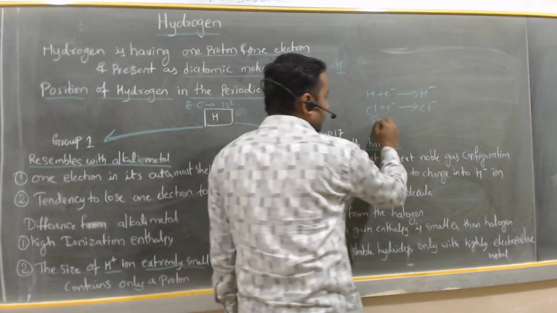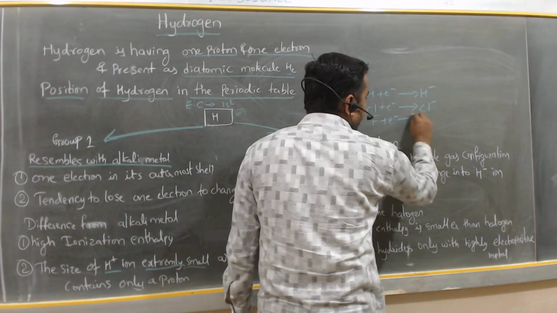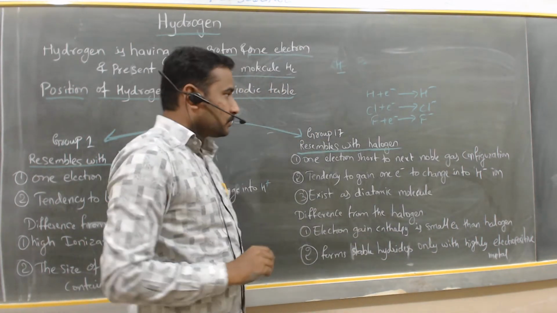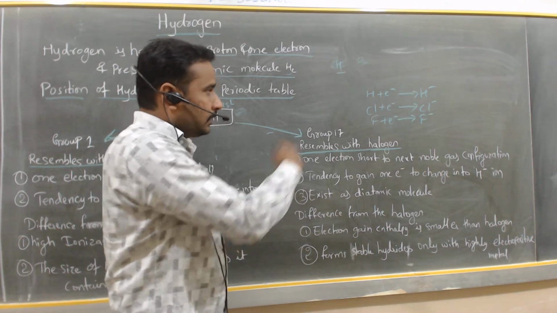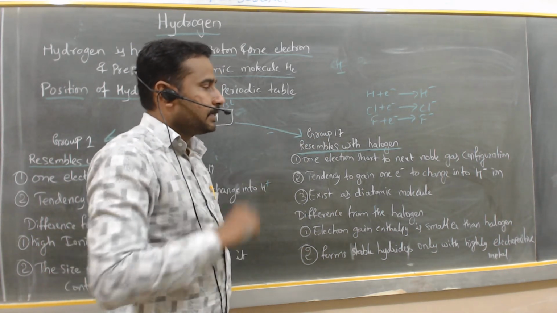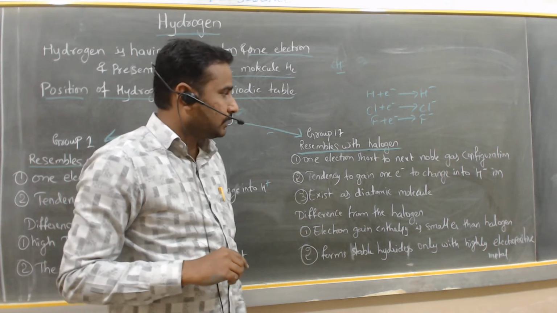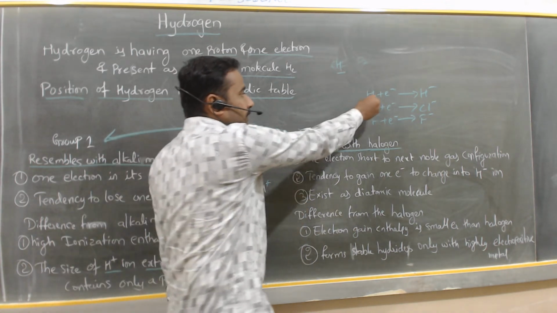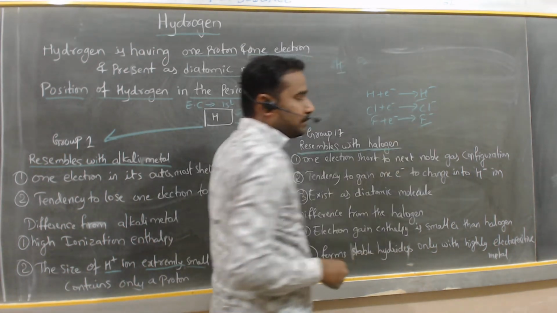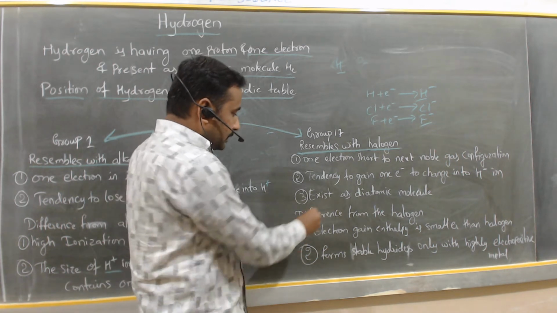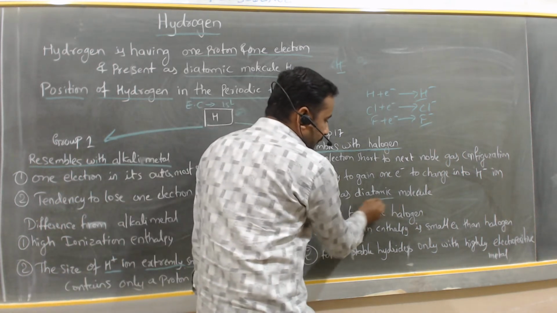Fluorine, for example. When fluorine gains an electron, it becomes the fluoride ion, F minus. When the electron is added, it becomes an anion. That is the electronegative nature, which resembles group 17 elements. These are the two points. Next one: exists as a diatomic molecule.